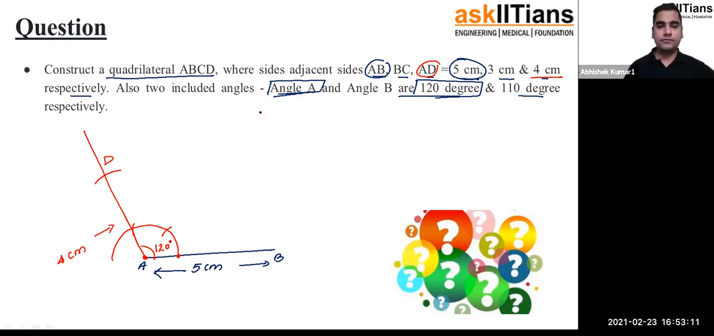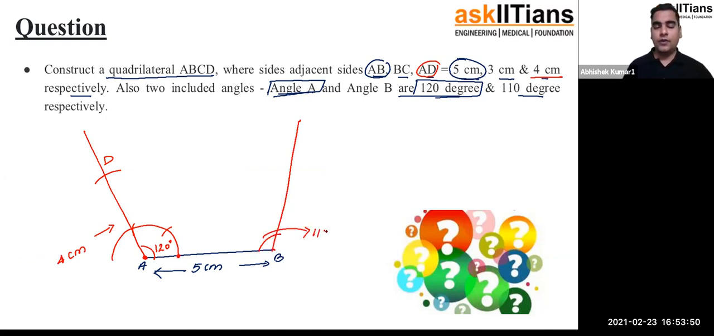We got it. Now we have to repeat exactly the same steps with B as well. The value of angle B is 110 degree. So we have to draw 110 degree using a protractor. You can do it. 110 degree will appear to be somewhat like this. Let's say this is your 110 degree. Understood? So this value is 110 degree.